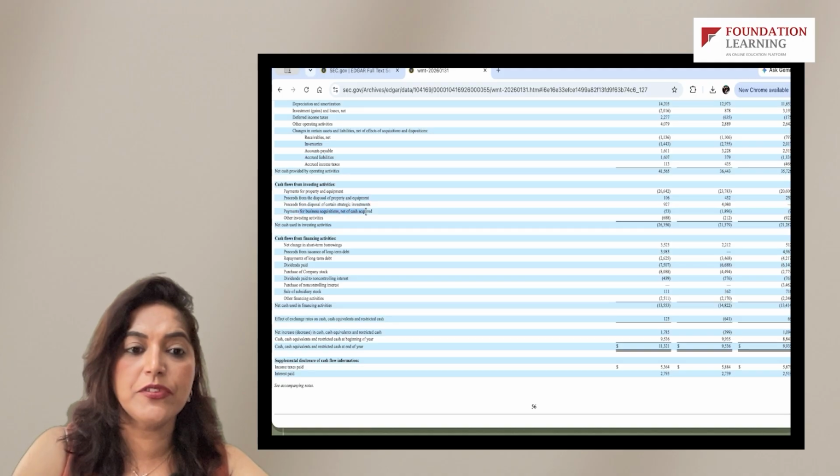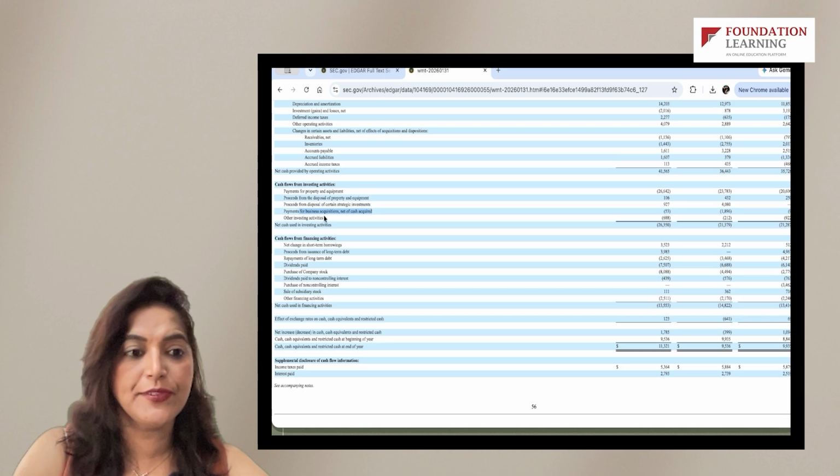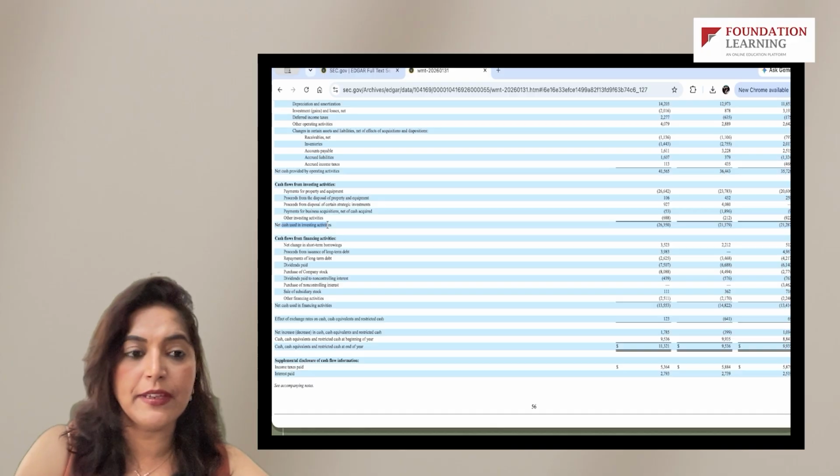Payments for business acquisition, net of cash. So the company acquired certain businesses, which is a good thing. Net cash used in investing activities. A good chunk of cash was used in investing, which is basically investing in itself, plant, property and equipment, etc.